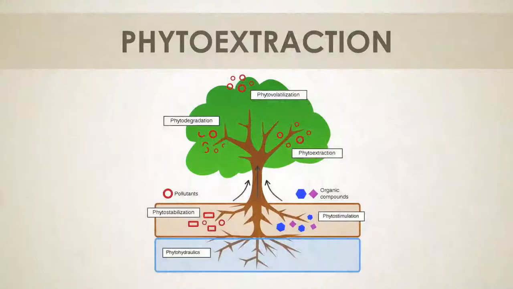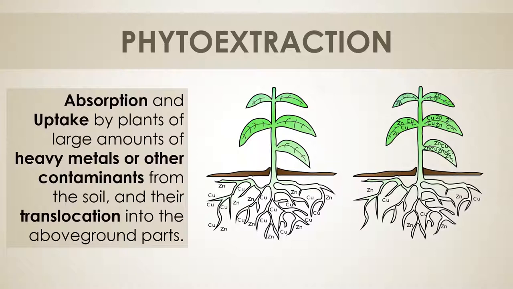So, phytoextraction, what does this refer to? Well, this is the absorption and uptake by plants of large amounts of heavy metals and other contaminants from the soil and their translocation into the above ground parts of the plant. Now, this is going to be more applicable to inorganic contaminants like heavy metals. Previously we were talking about degrading contaminants. Those are going to be for the organic contaminants where you have more than one element put together into a molecule, right? But when it comes to zinc, aluminum, lead, you can't break these down any further. So how can we get them out of the soil?